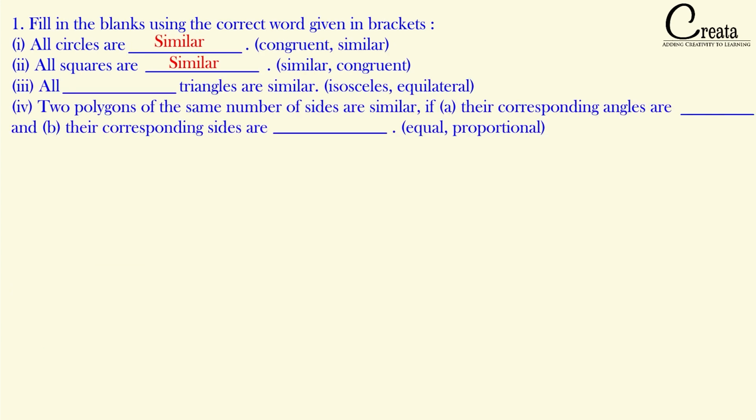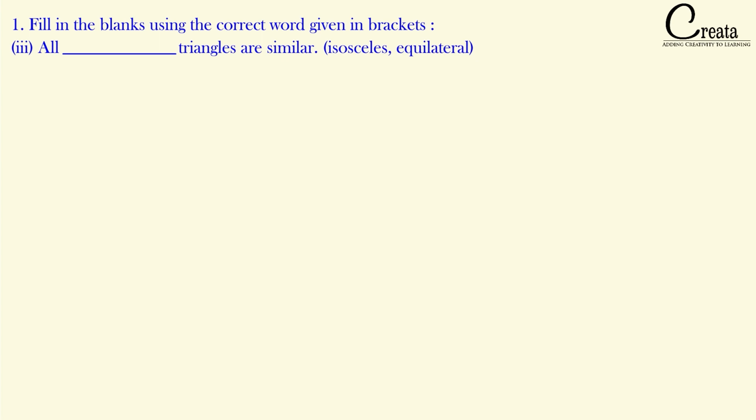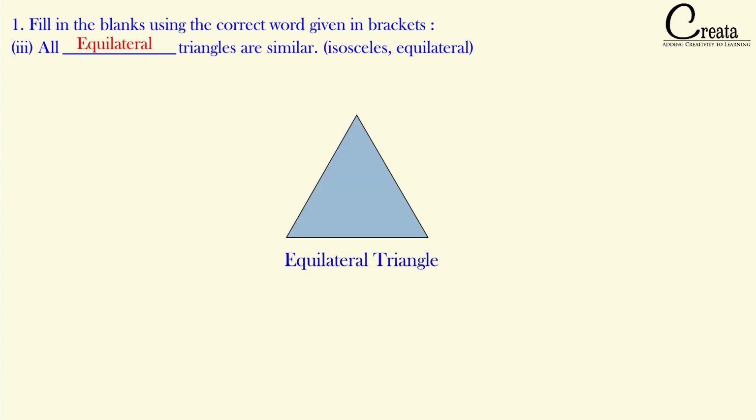Third: all dash triangles are similar, with the options in the bracket being isosceles and equilateral. The same we have already covered, but again I am repeating. The answer is equilateral triangle. How? Let's check it out. The question is saying all equilateral triangles are similar or all isosceles triangles are similar. Let's start with the equilateral triangle. In an equilateral triangle all the sides are equal. Here we have taken an equilateral triangle.